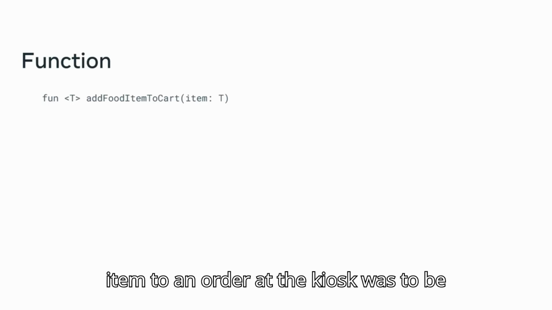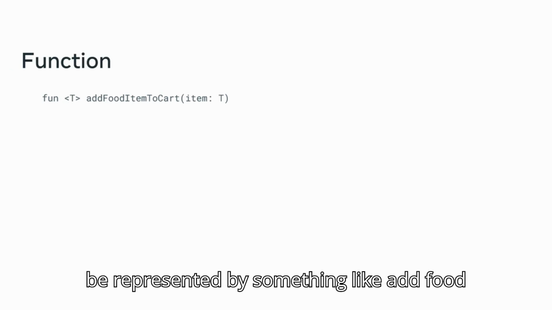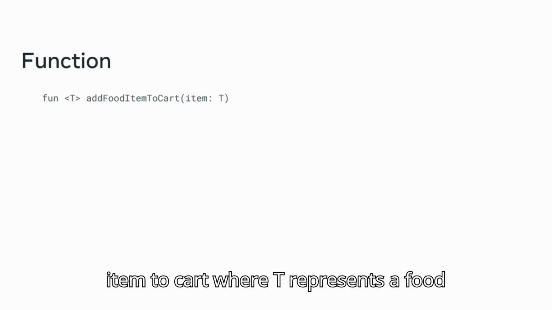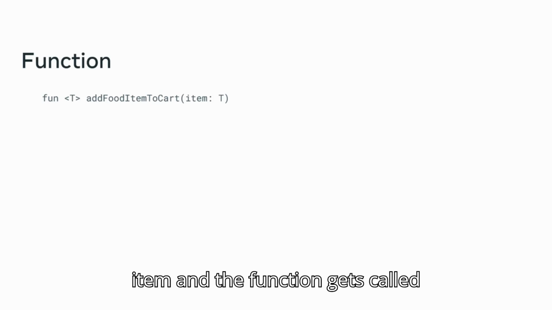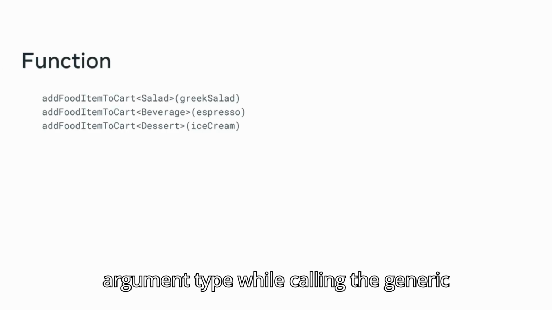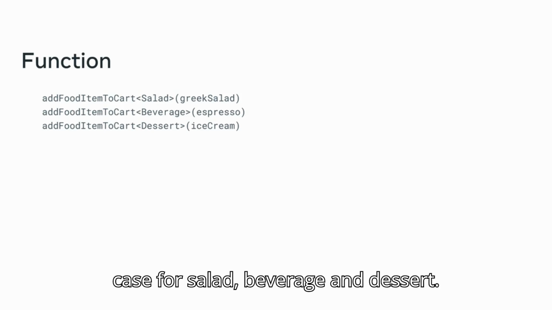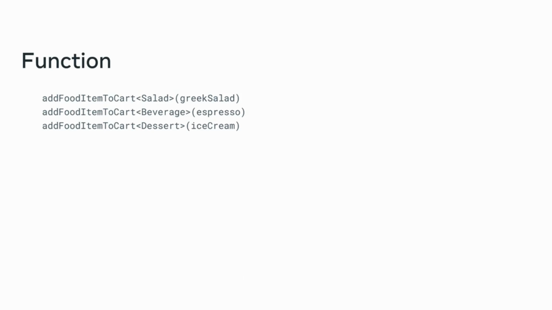If adding a food item to an order at the kiosk was to be written as a function in code, it would be represented by something like addFoodItemToCart<T>, where T represents a food item and the function gets called whenever a customer selects an item to add to the cart. Then specify the argument type while calling the generic function right after its name. In this case, for Salad, Beverage, and Dessert.